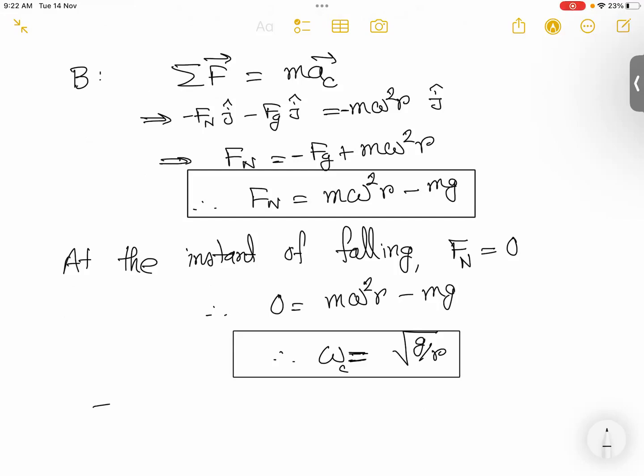But if your roller coaster is operated with a greater angular speed than this minimum speed, then you will not fall even at the top position.